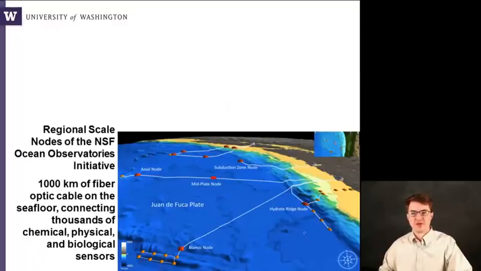In oceanography, the regional scale nodes of the NSF Ocean Observatories Initiative is a project led here at UW. The Ocean Observatories Initiative is a multi-institutional partnership. The regional scale nodes part is run at the University of Washington. So this project has involved laying 1,000 kilometers of fiber optic cable on the seafloor, connecting thousands of chemical, biological, and physical sensors, including live video from the sea floor to monitor volcanic activity. Okay, so again, if not a relational database, the data sets and data infrastructure required to support this effort is significant.